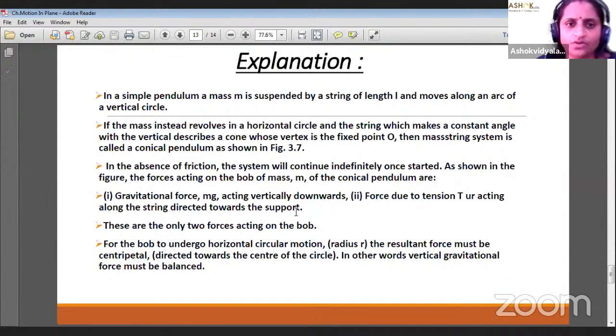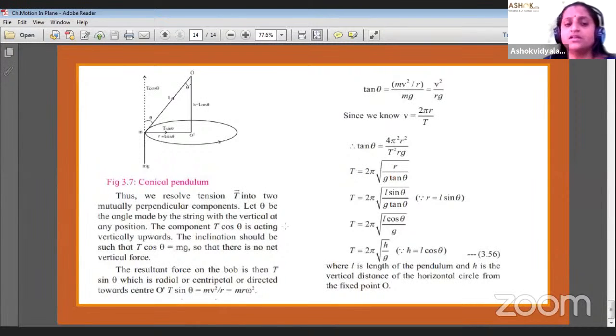Then the explanation for the conical pendulum. This is the equation of the conical pendulum, that is T is equal to 2π under root h upon g, where h is equal to L cos θ. Okay. Now, in this way, the chapter on motion in a plane is finished.